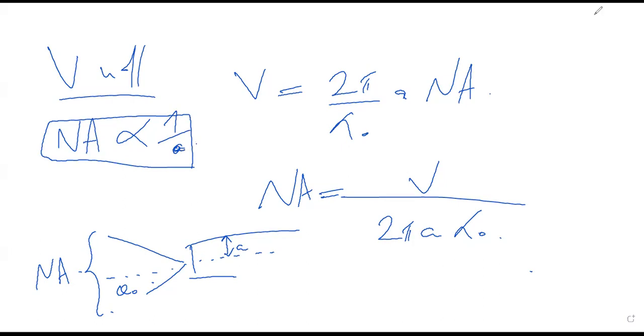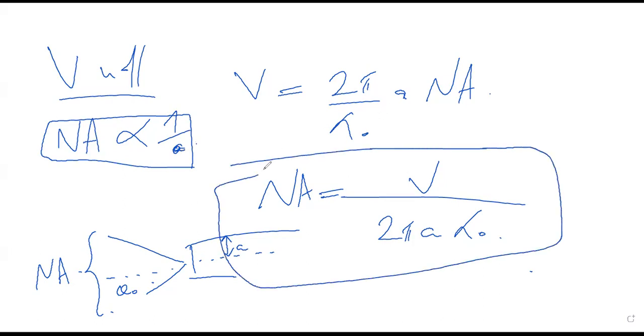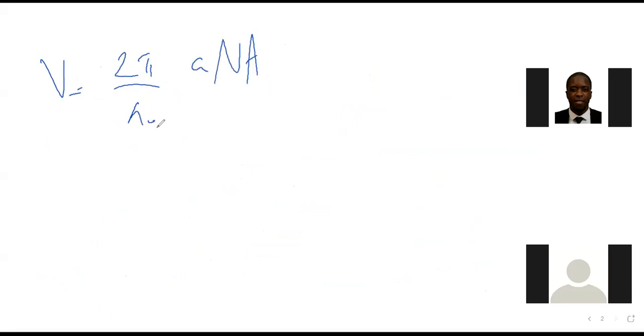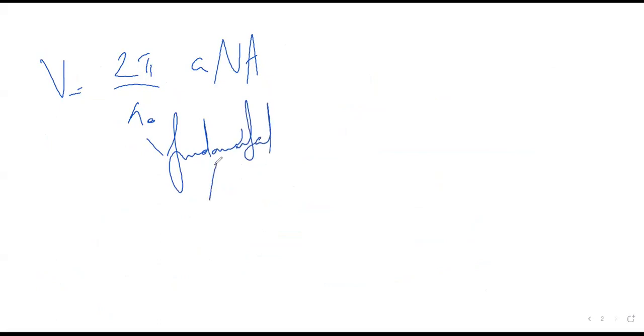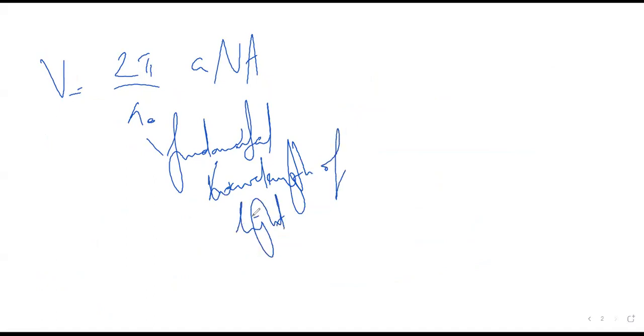A little bit of mathematical reasoning. You have the formula: if a decreases, the numerical aperture increases. That's the relationship. The V number describes the relationship between the numerical aperture and the radius of the core. In the formula, V equals 2 pi a NA over lambda naught, where lambda naught is the fundamental wavelength of light. Which light? The light you are using to send information.